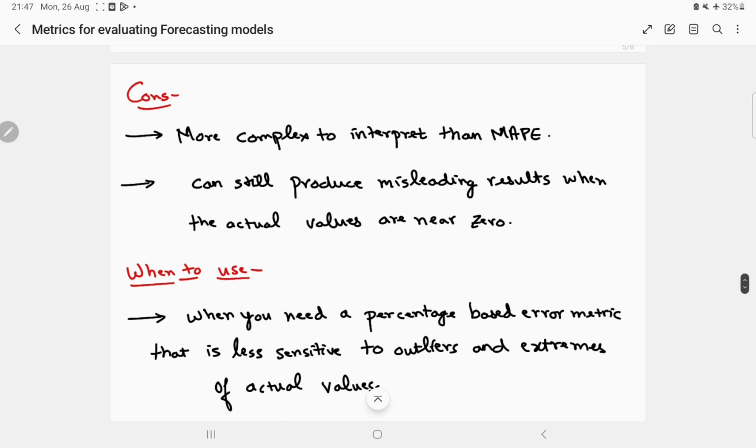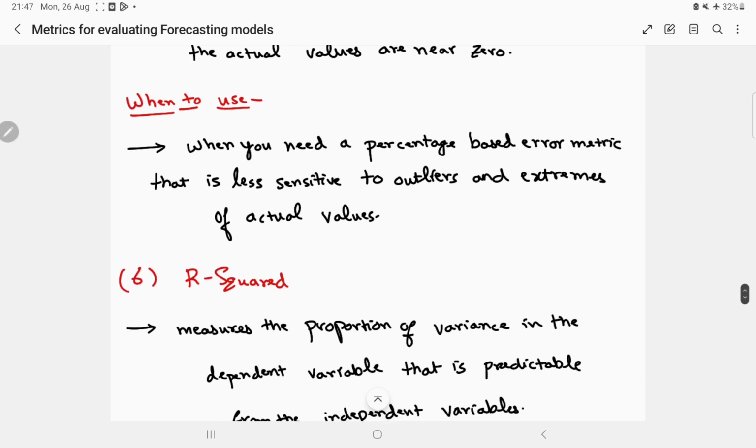When it comes to the cons or the disadvantages, of course, it is more complex to interpret than MAPE, as it doesn't represent a simple percentage error, and it can still produce misleading results when the actual values are near zero. So when to use sMAPE? You can use sMAPE when you need a percentage based error metric that is less sensitive to outliers and extremes of your actual values.